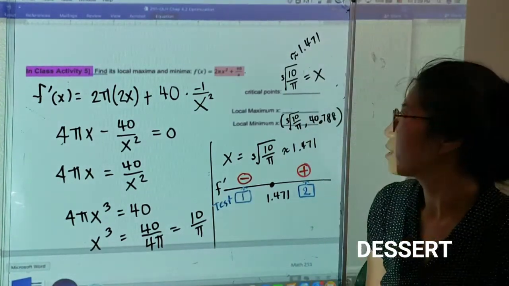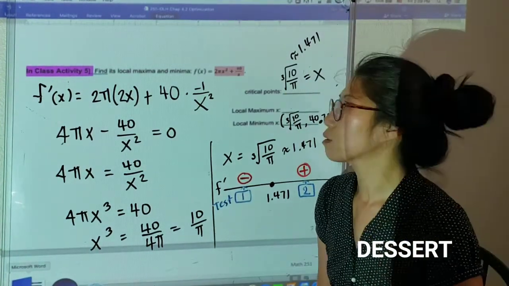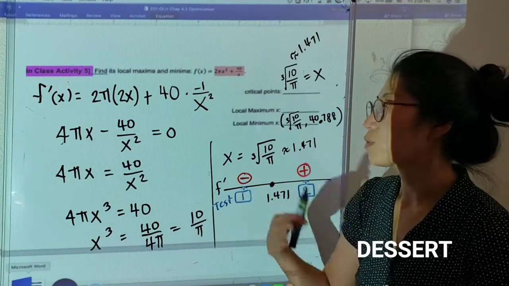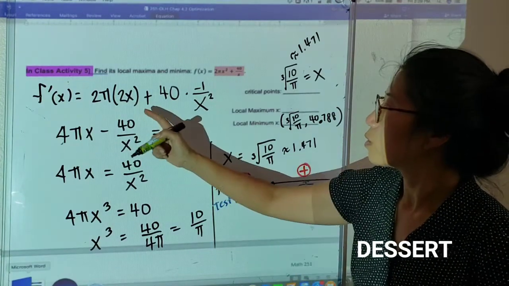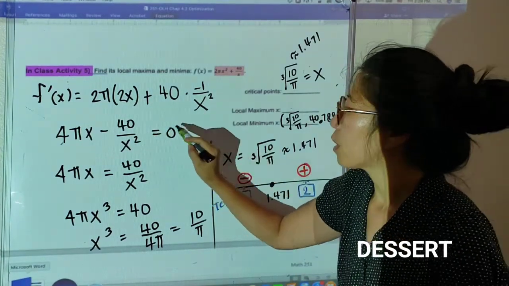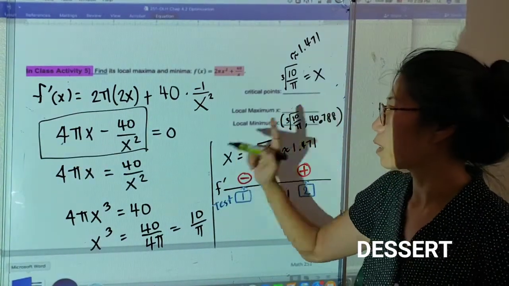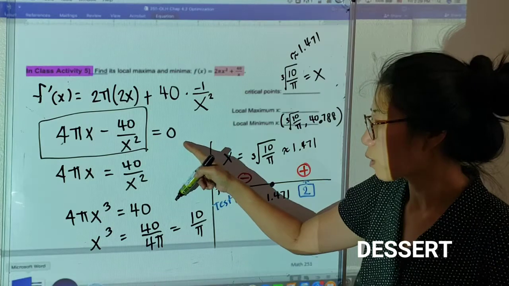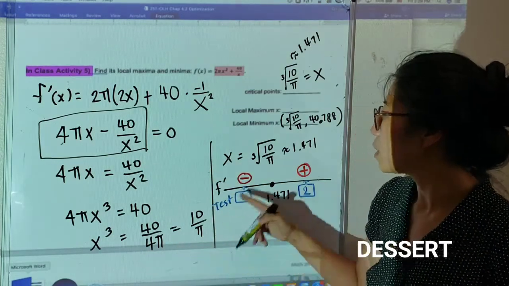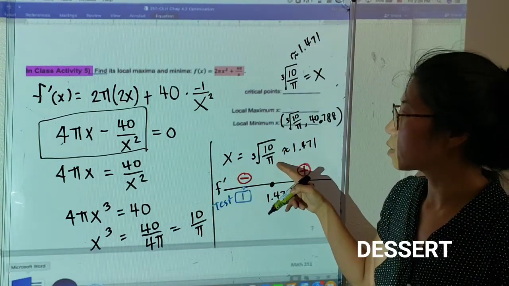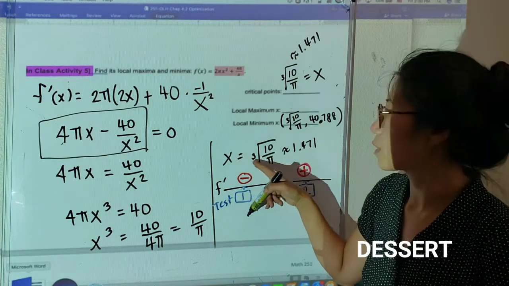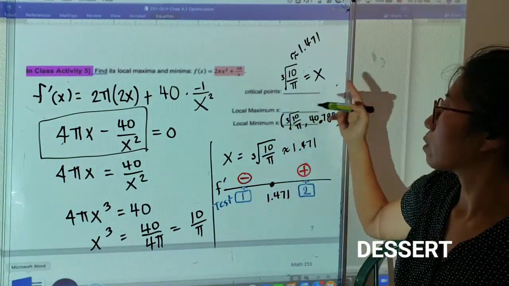Okay, class, let's look at the answer of the last one. How did it go? If you don't understand, try to understand the next section again. So when you take the first derivative, I got this one. After I organized, in order to find the critical point, I set it equal to 0. So I found my x value as the cube root of 10 over pi. You see that cube roots do not have a plus minus, only positive. So I found the critical value.